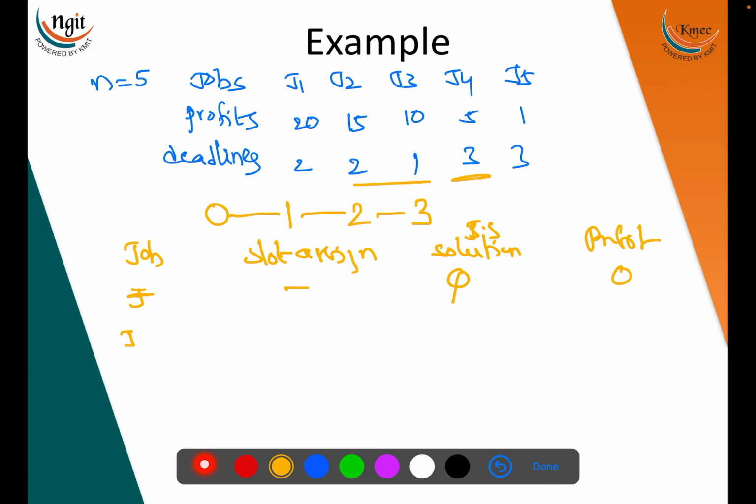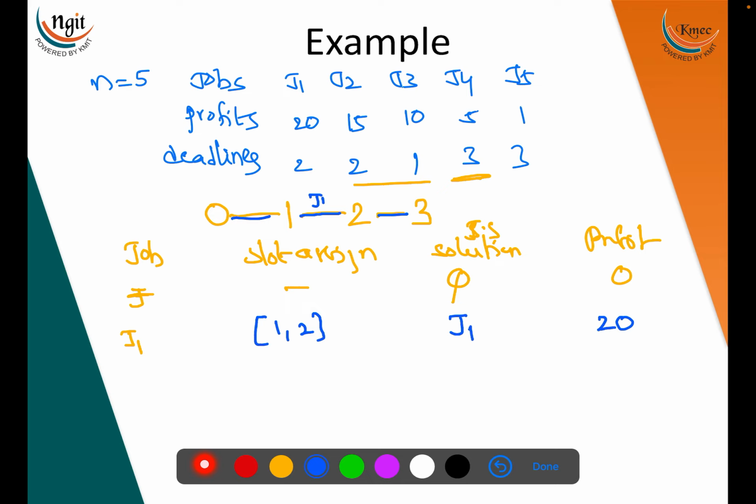Now I am choosing J1. When I choose J1, in which slot can I finish it? J1 can wait 2 hours of time. So as it is 2 hours, I can choose the 1 to 2 slot for J1. So I write the slot I am assigning, which is 1 comma 2. What is the processing sequence? J1. What is the profit of J1 once I complete it? 20.